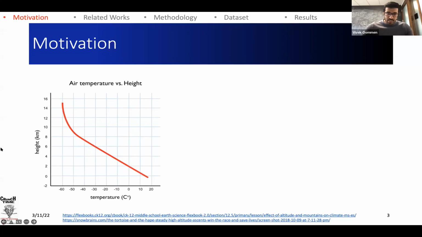Coming to the motivation. We know that when the altitude increases, the temperature decreases by a lapse rate of usually 6 to 8 degrees Celsius per kilometer of height. That is represented by this curve. As the altitude increases from 0, we see the temperature is decreasing. And usually airplanes fly in the range of 9 to 12 kilometers altitude.